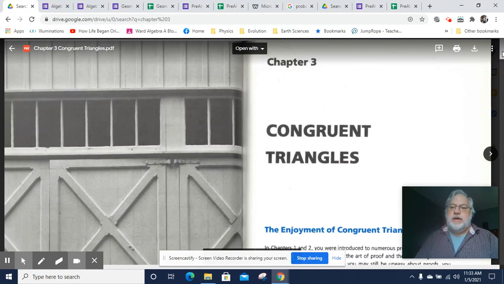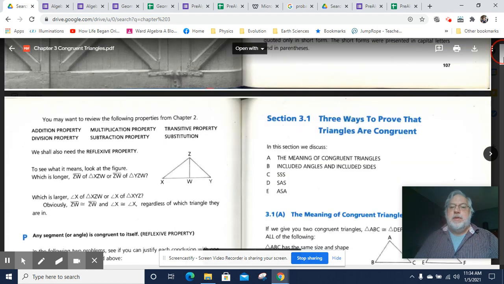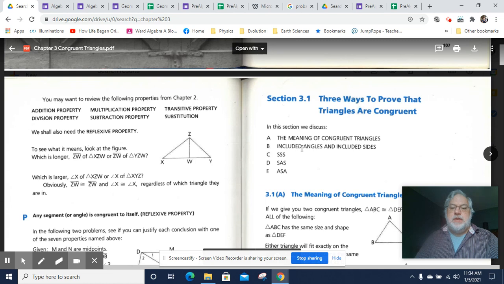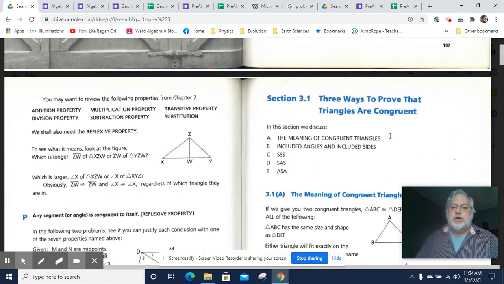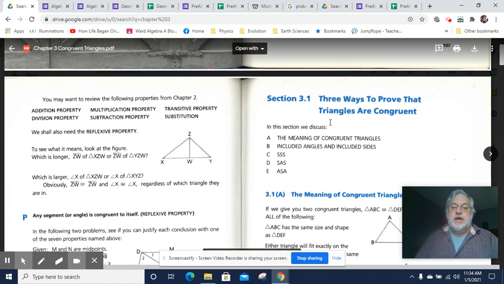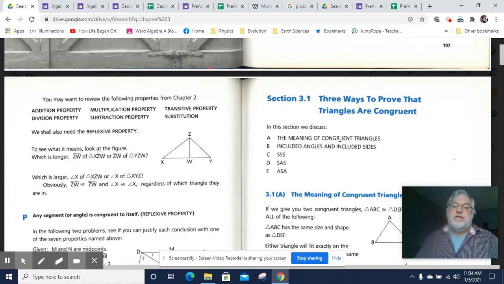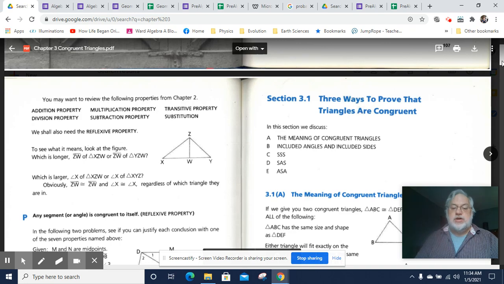I'm going to talk to you a little bit about Chapter 3, Congruent Triangles. I'm going to start off with a short video about Chapter 3, Section 1. I'm going to lay out three basic ways to prove triangles are congruent. There's more than just these three. What it means to have congruent triangles and what included angles and included sides are.